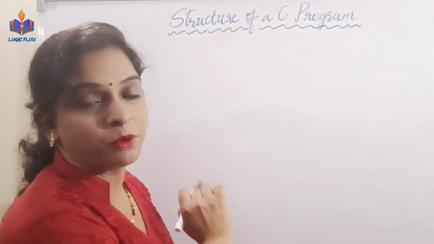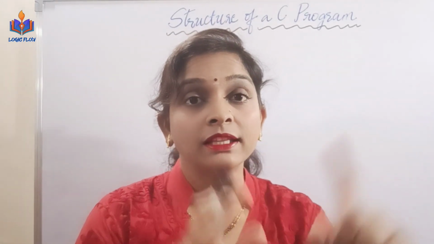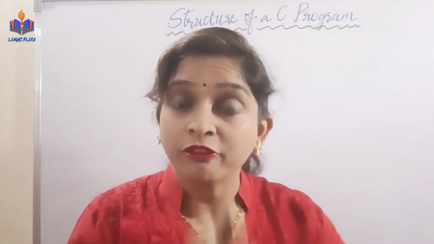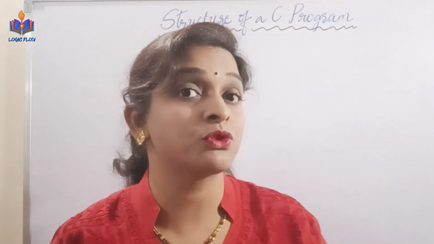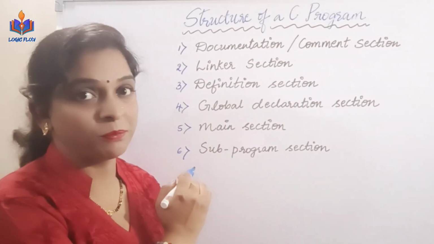Structure of a C program. The structure of a C program talks about the layout of the program, the format of the program, and the different sections that we need to add in our program. There are many sections in the program. A few sections are compulsory and a few sections are optional. So let us talk about the different sections of the program.